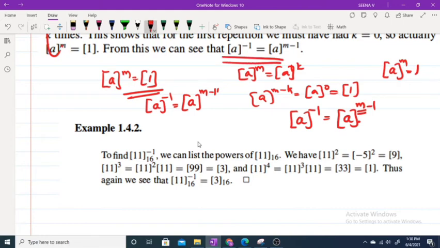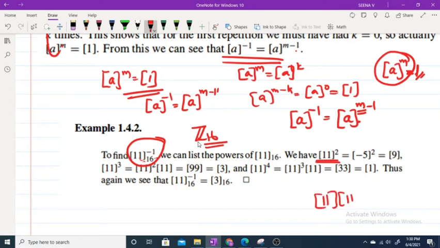A inverse equals a raised to m minus 1, where m is the first integer with a raised to m equal to 1. Using this, we are trying to find one problem: find 11 inverse in Z16. What do we have to find? We have to find powers of 11 and check at which power 11 raised to m is equal to 1. So consider 11 square.